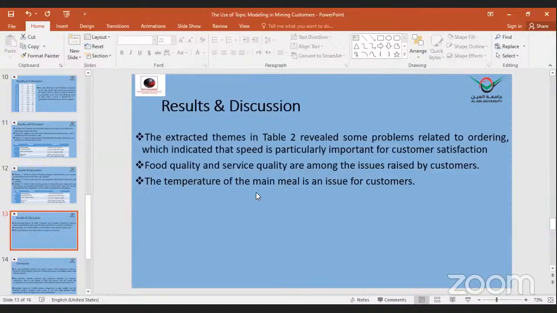The temperature of the main meal is also an issue for the customer.